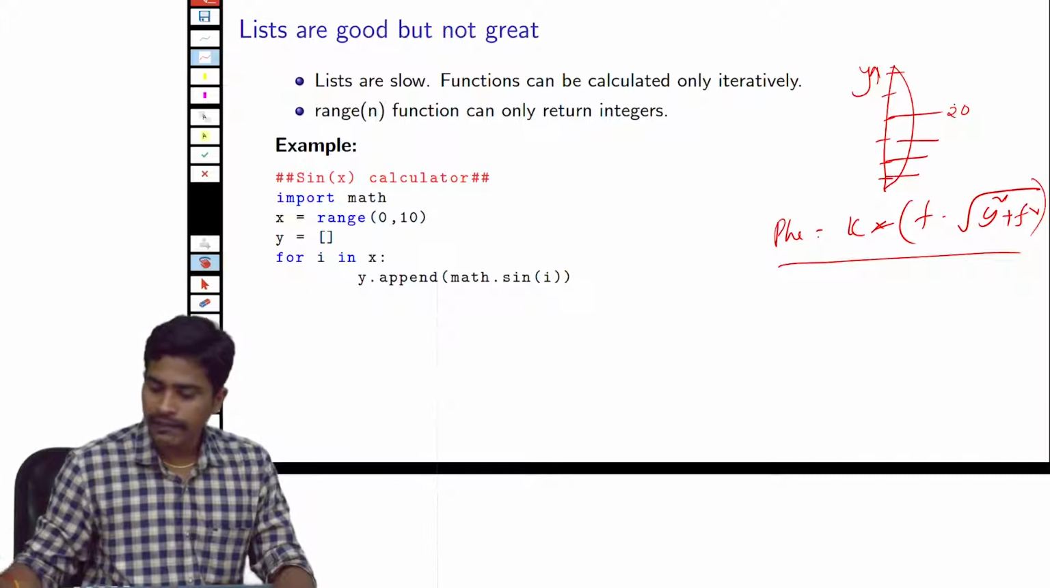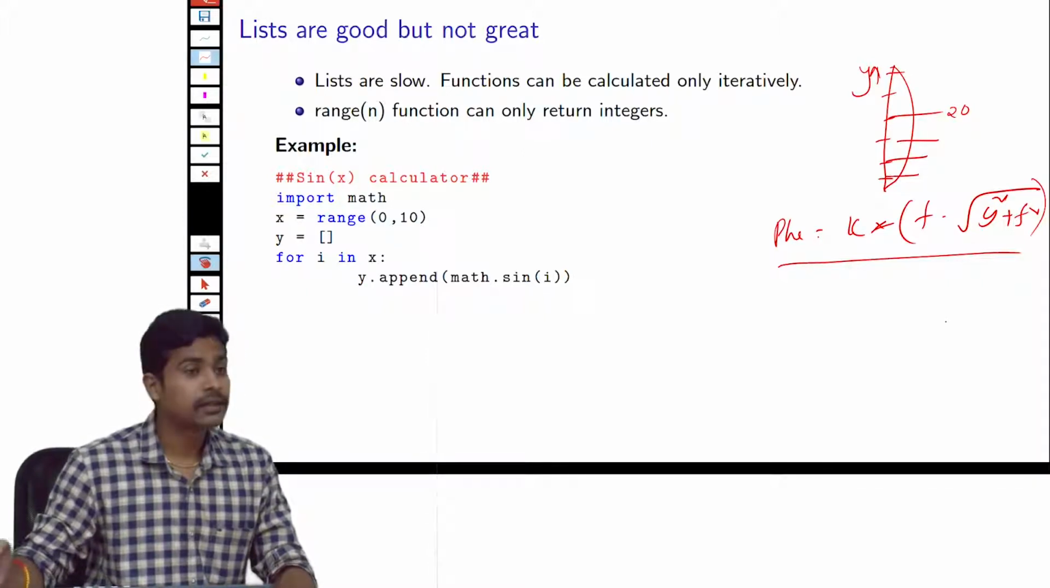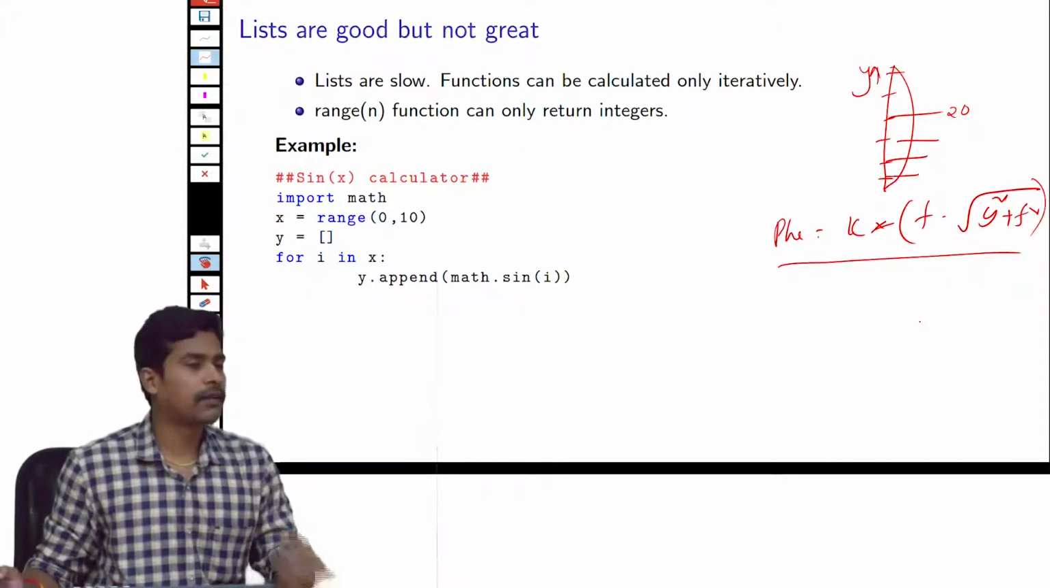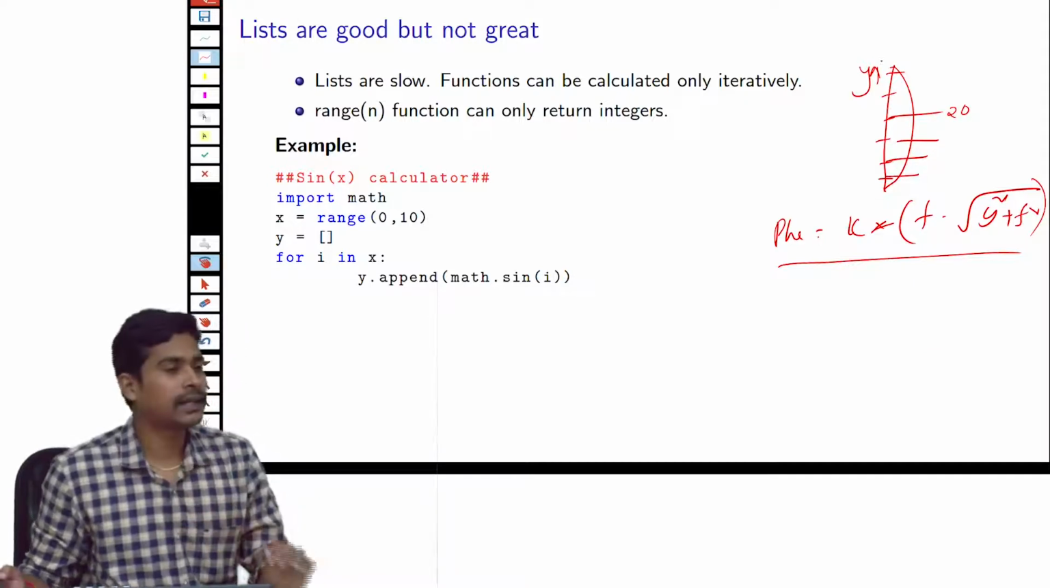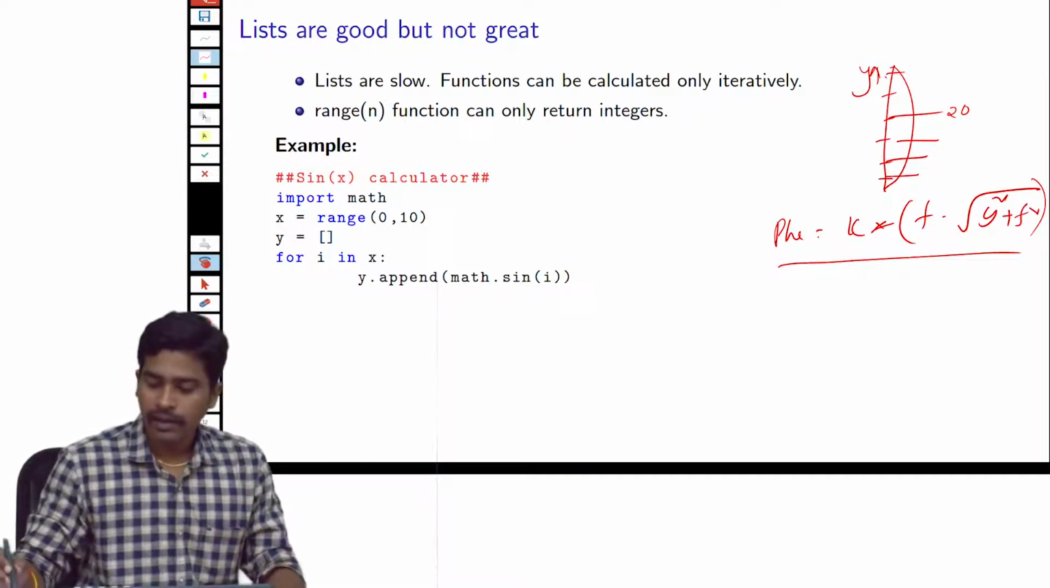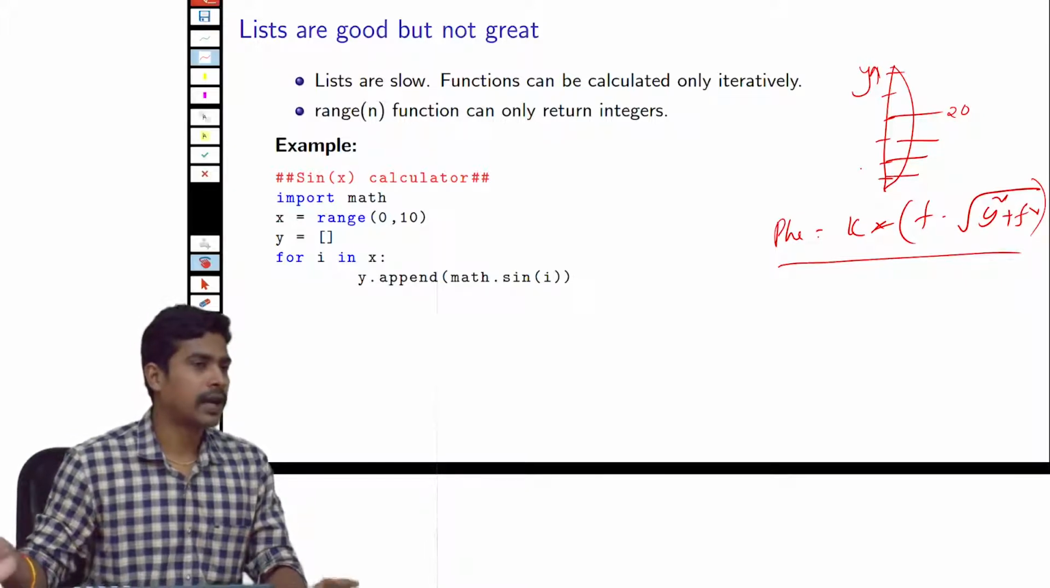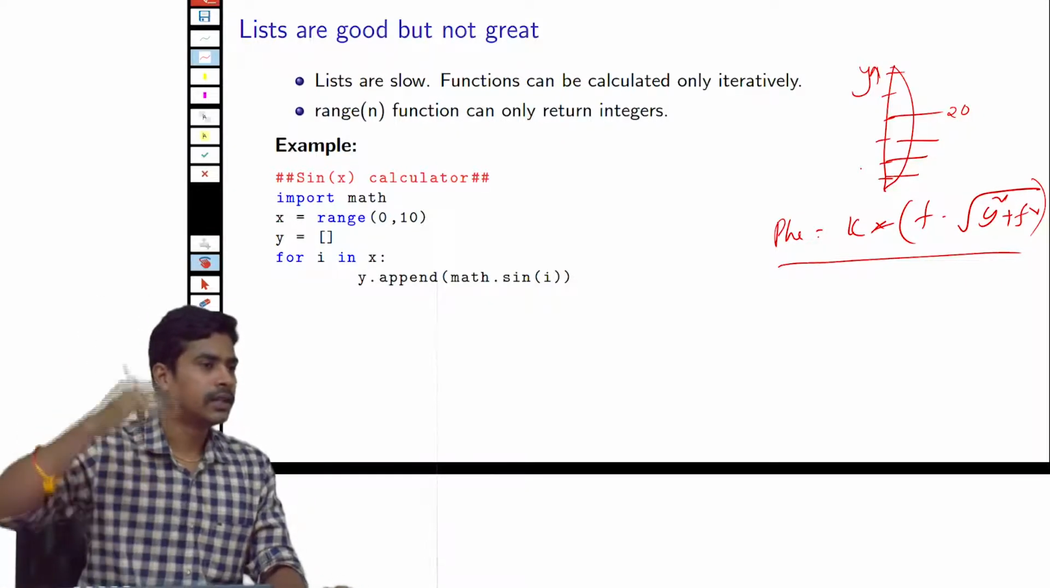Equation to calculate the phase at each of these points. So we did this using a for loop. This is okay, and this is reasonable when you have some very small number of y values, like 100 or 1000 points in your list.